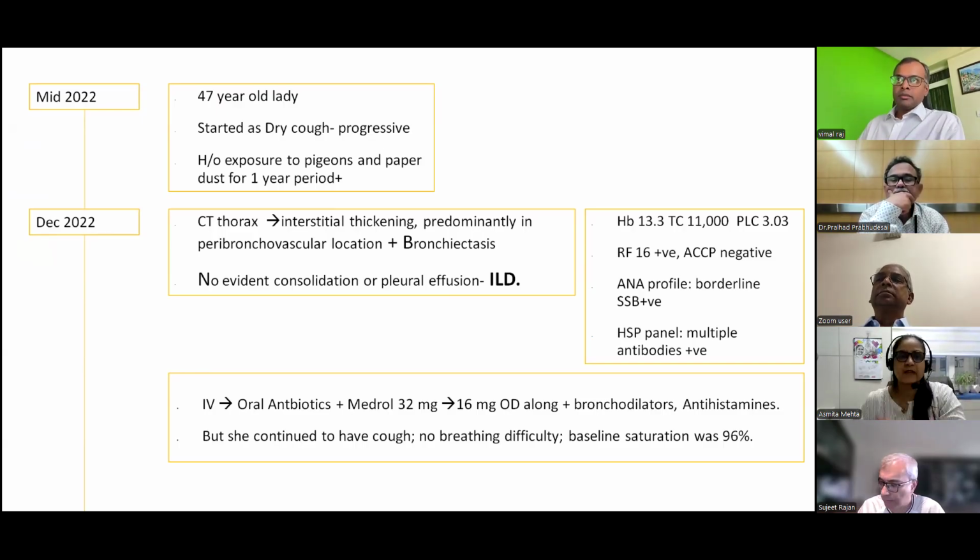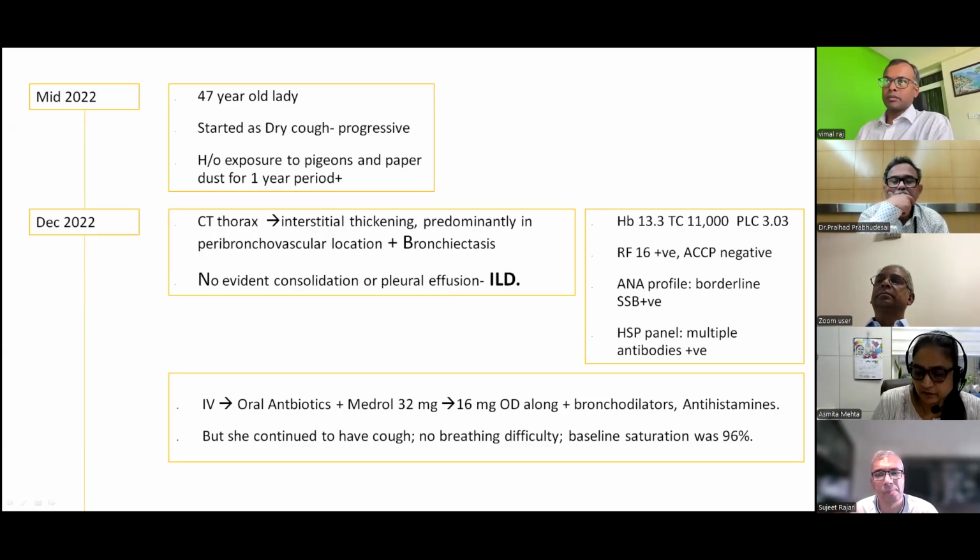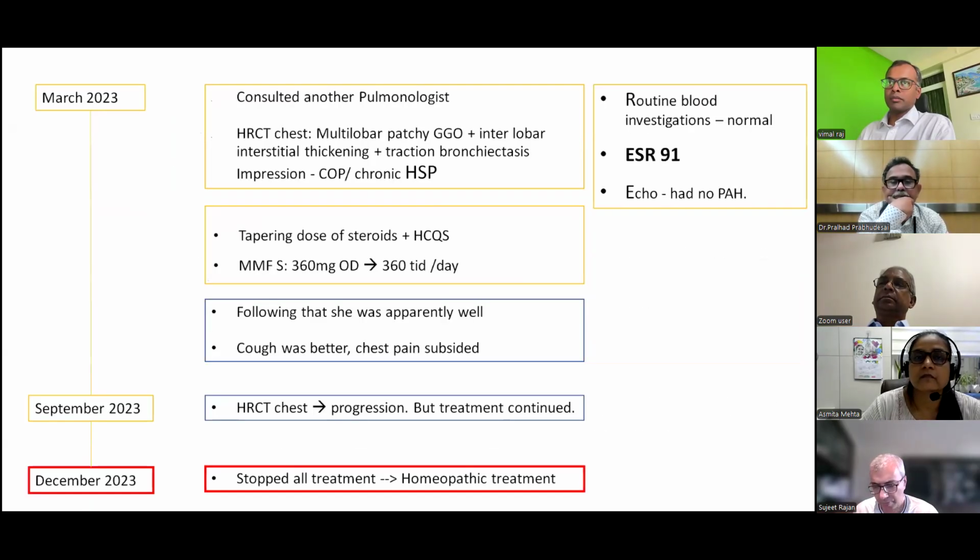At the time, her blood workup showed rheumatoid factor positive, but ACP negative. ANA profile was not very significant. And the HSP panel showed multiple antibodies positive, namely Aspergillus fumigatus, Alternaria alternata, Cladosporium herbarum, Penicillium chrysogenum, and serum protein as well. Based on this, she was started on some oral antibiotics with methylprednisolone, slowly tapered, along with bronchodilators, but she didn't have much improvement. She continued to have cough.